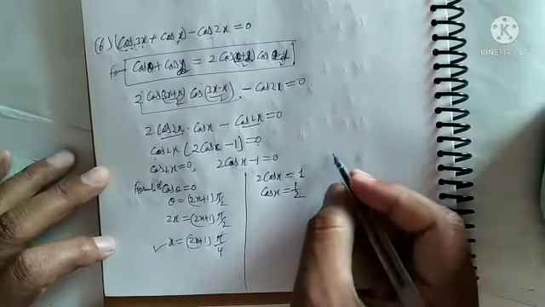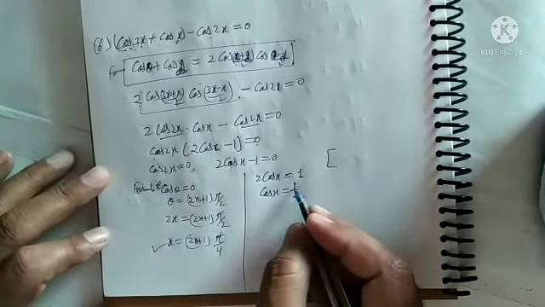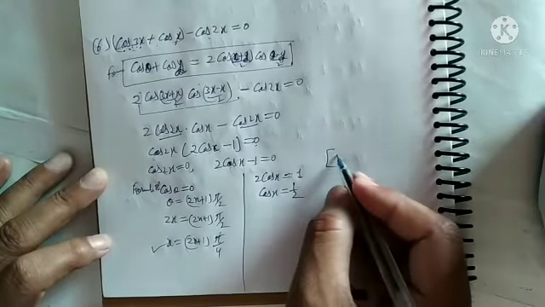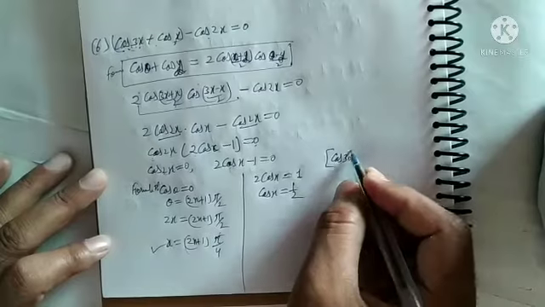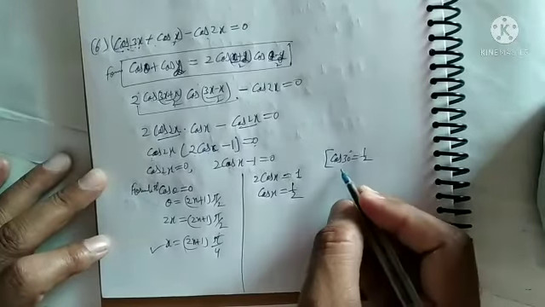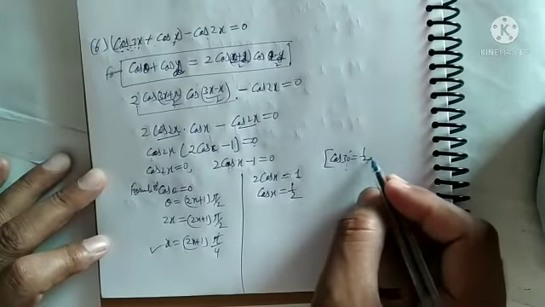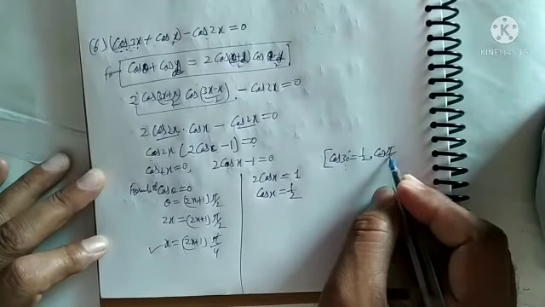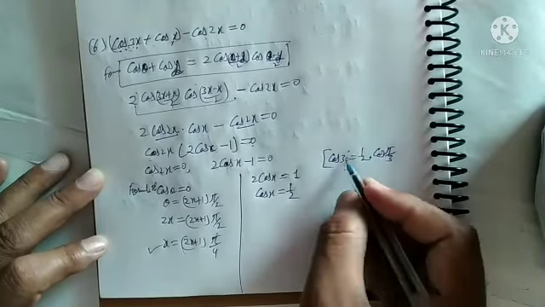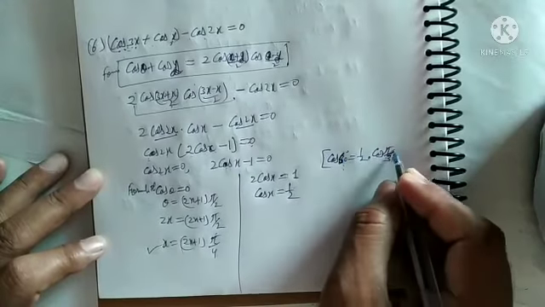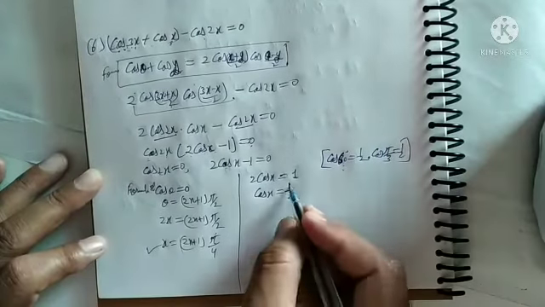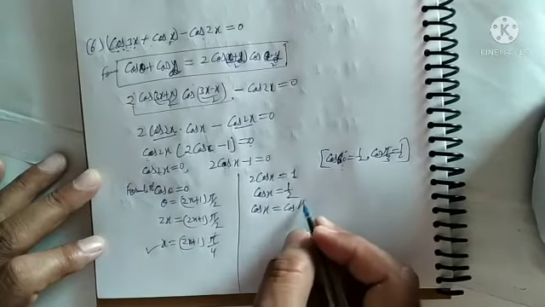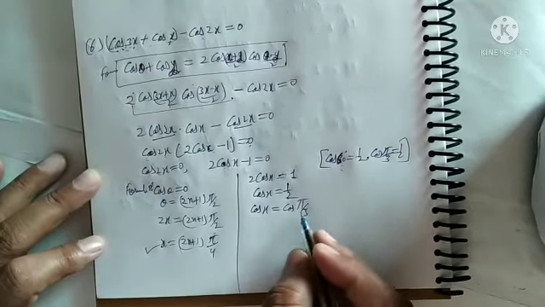If cos x is equal to 1 upon 2, we studied this in 10th standard also. Which angle has cos value 1 upon 2? You know that in 10th standard we studied cos 60 degree is equal to 1 upon 2, and 60 degrees in radians is pi upon 3. So cos pi upon 3 is equal to 1 upon 2. So in place of 1 upon 2 we write cos pi upon 3.